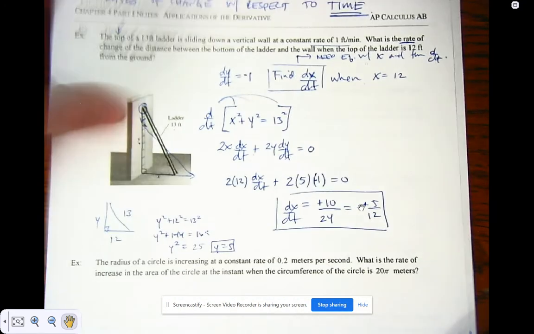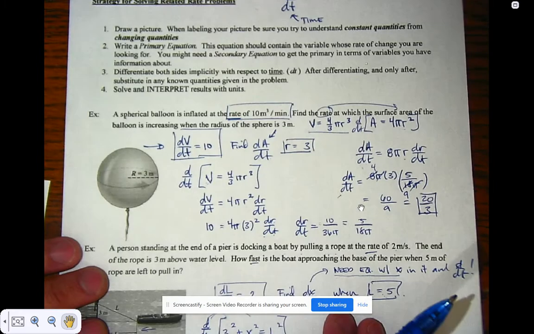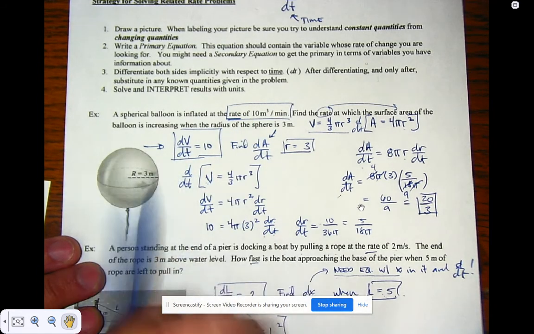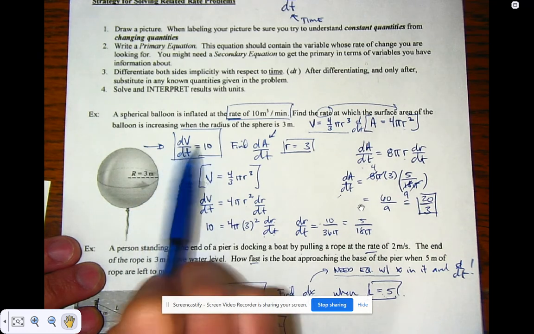Going back to our first example, if they would have told us that the rate of change of the volume was negative, right? That would be a balloon that's being deflated. So we would have put a negative there.